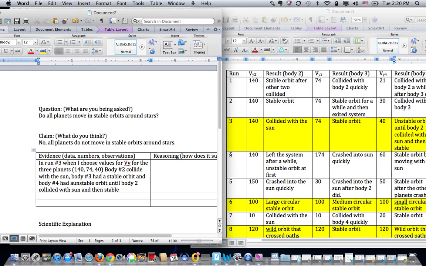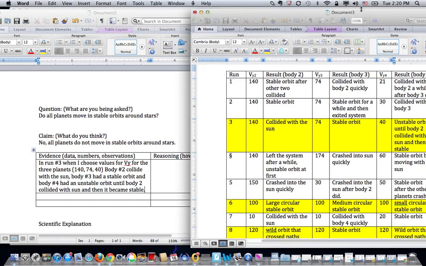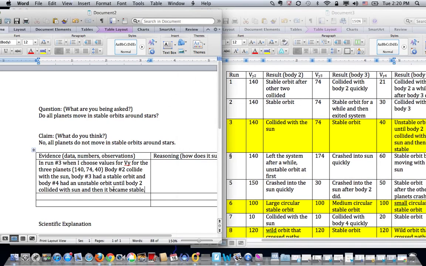Had an unstable orbit until body 2 collided with the sun, and then it became stable. Okay. That didn't work so much. I kind of need to say it in my own words when I move it over. So that's one piece of evidence.